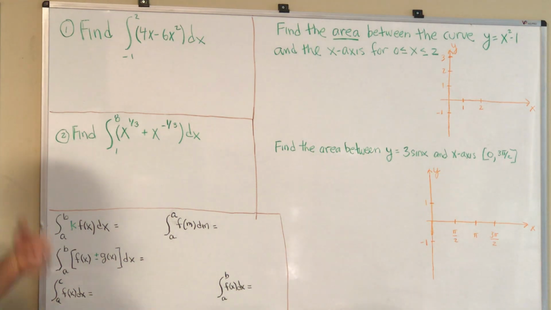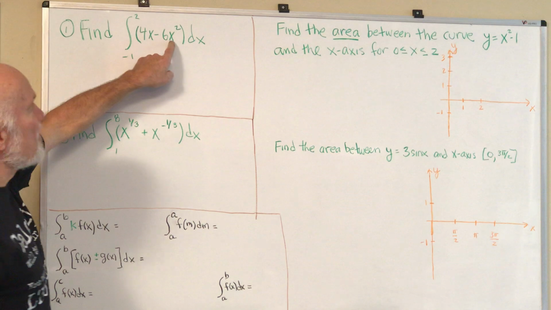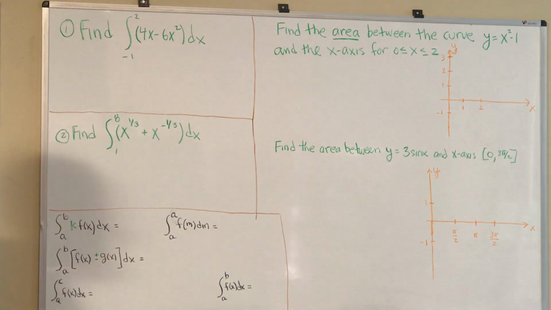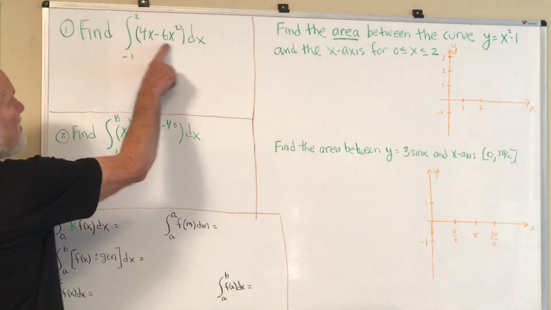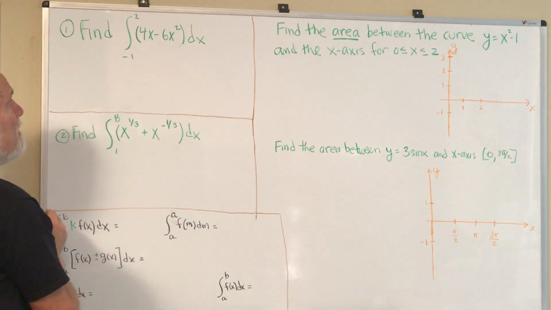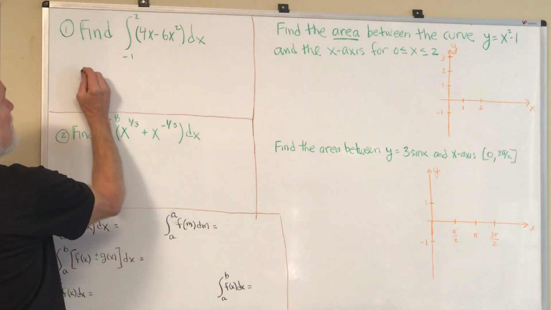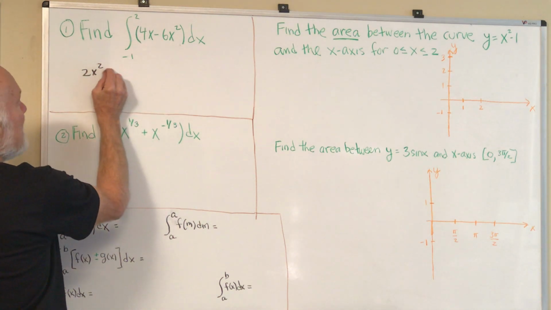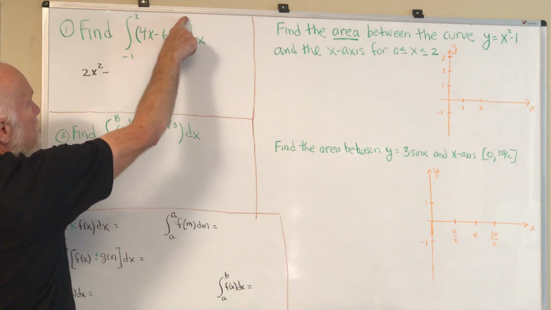Now, I'll be honest, we could really do this with an infinite Riemann sum because this is a simple polynomial, but it would take quite a few steps and quite a bit of algebra. So let's use this new fundamental theorem. What does it say we do? We take the antiderivative of this function, which we now know how to do. It's 2x squared minus 6x cubed over 3.